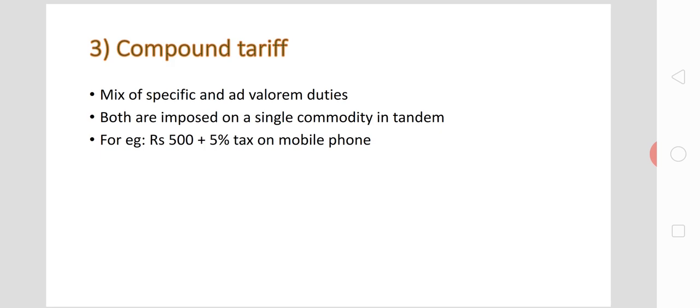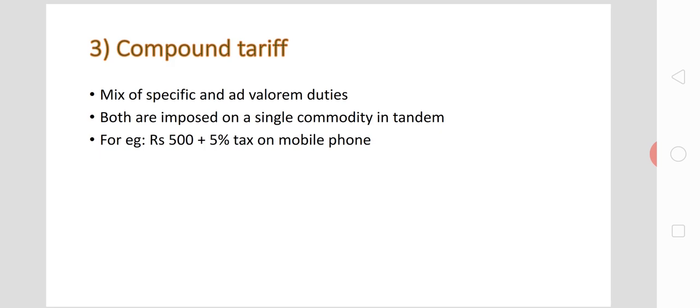This is compound tariff. For example, when we import mobile phones from China, our government may impose tax of 500 rupees per mobile phone plus 5% of the price of the mobile phone which is being imported. Then 500 plus 5% of the mobile phone's price. For example, if the price of the mobile phone is 10,000, then 5% of the 10,000 rupees will be 500.